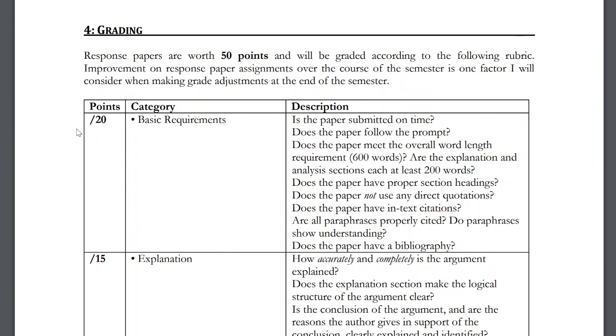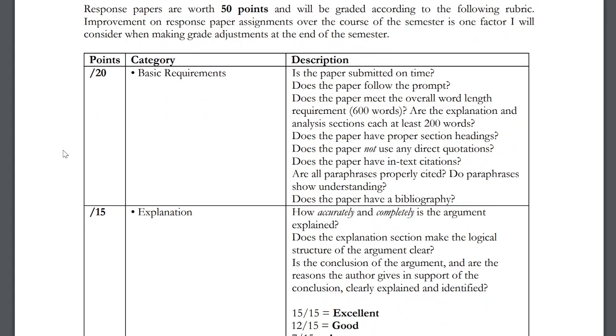Okay. So what else? Yeah, so the final thing here is grading. Overall, the response paper is worth 50 points. There's 4 of them. That's 200 points total. That's 25% of your grade. The breakdown for each specific response paper will be the following.